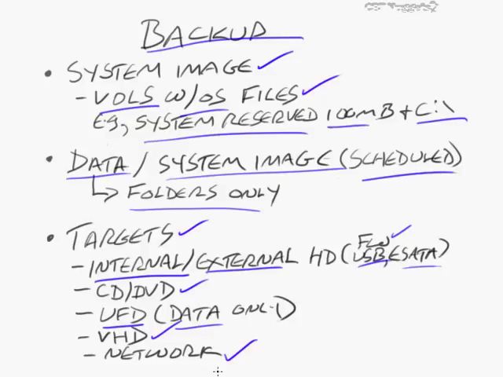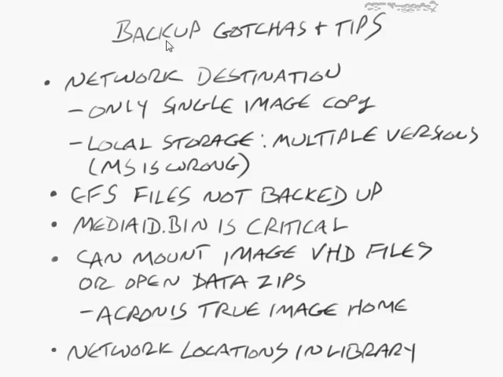So when you back up to a network destination, it'll only keep a single copy. And if you were to make another backup at a later point in time using a system image to that network backup destination again, it would just overwrite the first copy. Okay? Whereas on local backup targets, like internal or external hard drives, for example, it will keep multiple versions of your system image. And this kind of takes us to some other backup gotchas and tips.